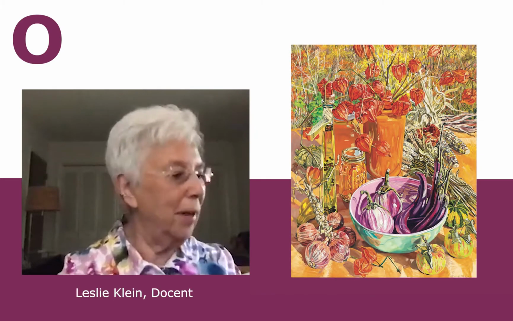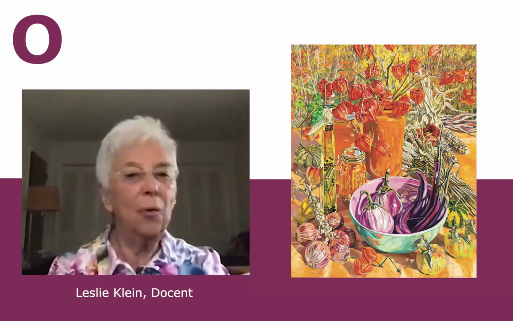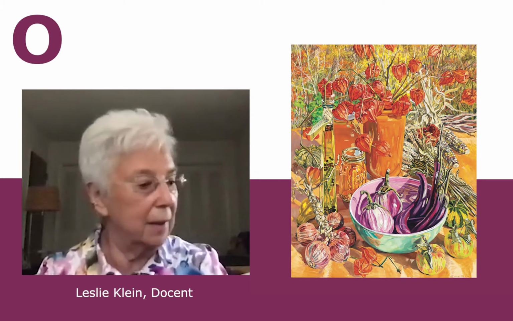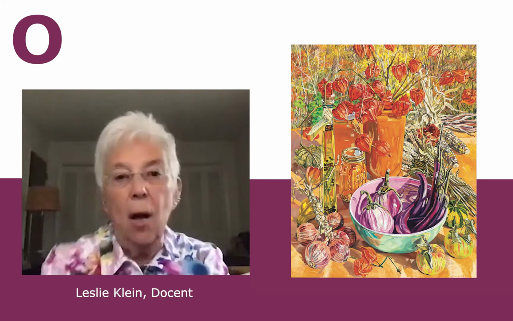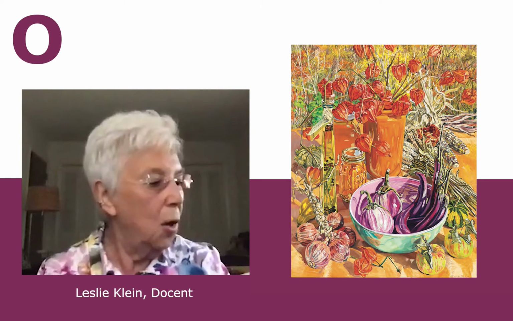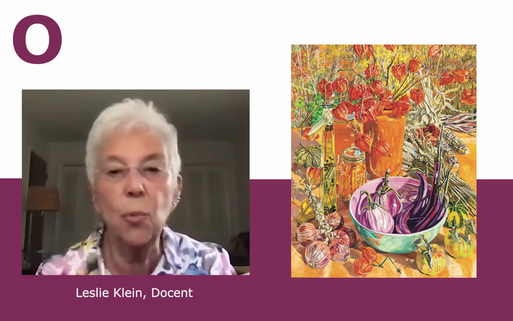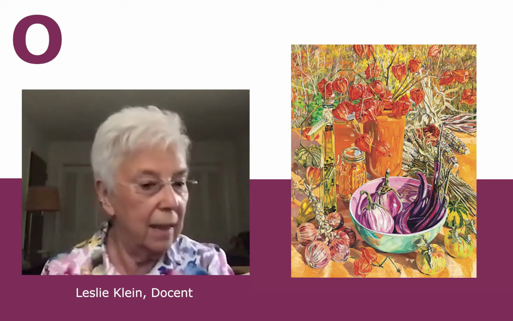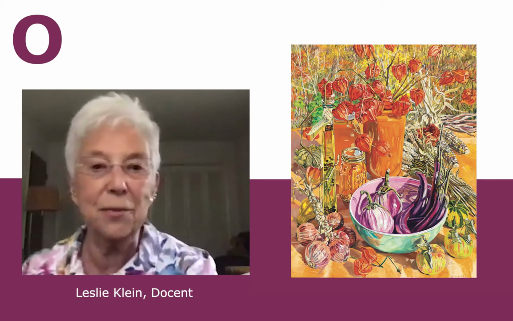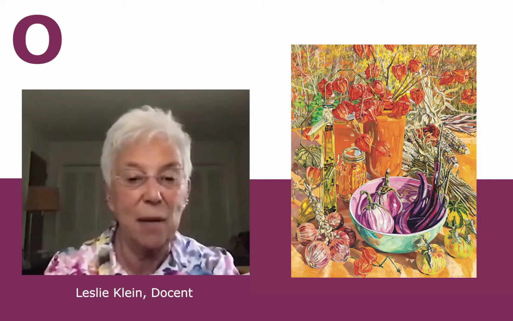O is for orange. Red, yellow, and orange are warm colors. Blue, green, and purple are cool colors. What type of colors are used more in this painting? Can you think of a sweet and juicy fruit that has the same name as this color?